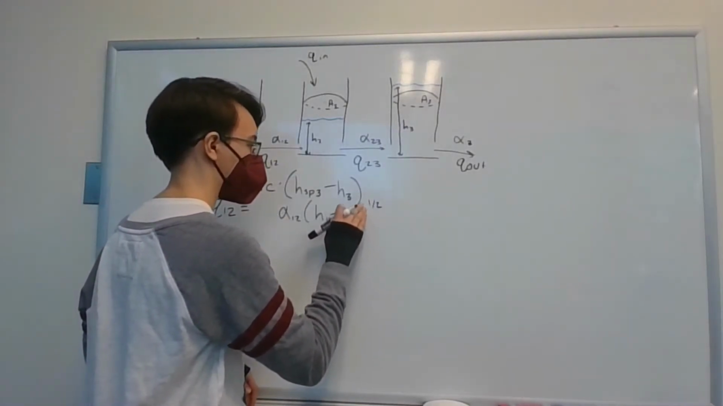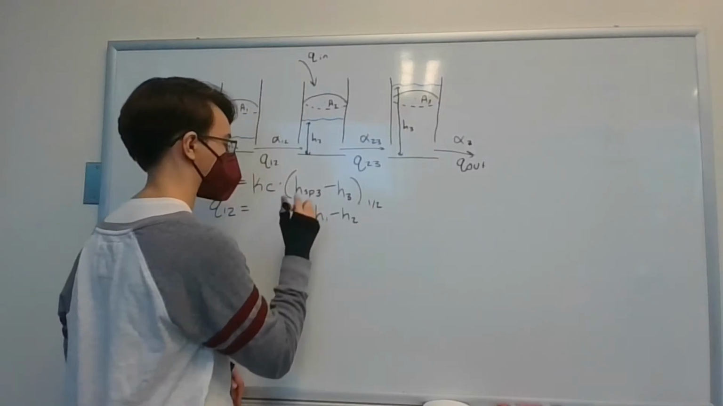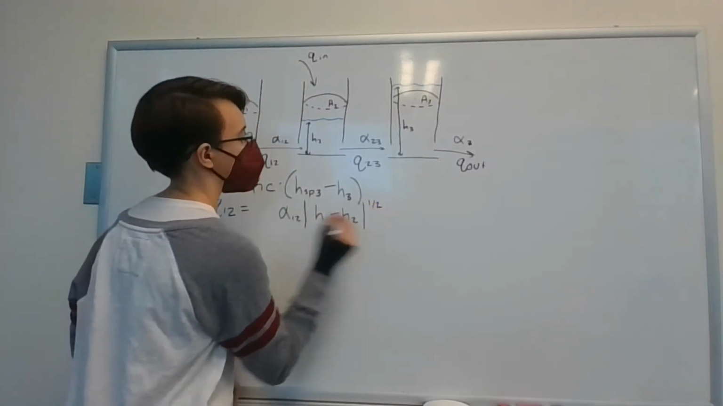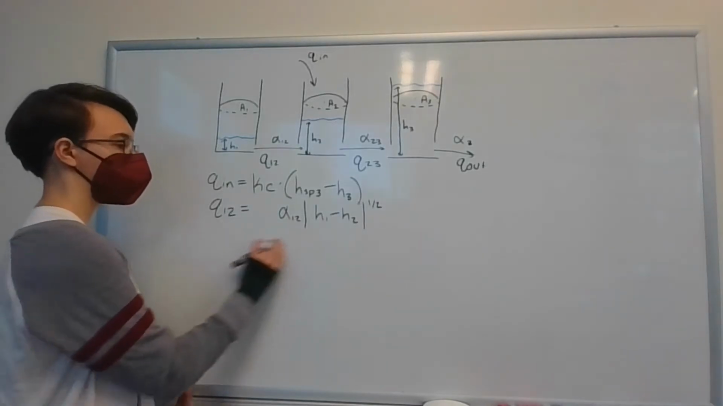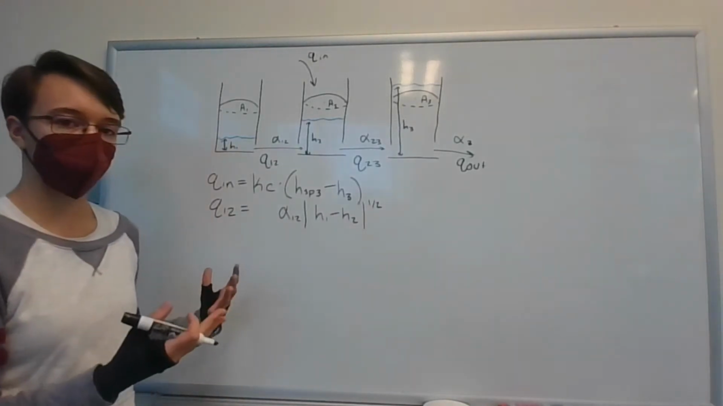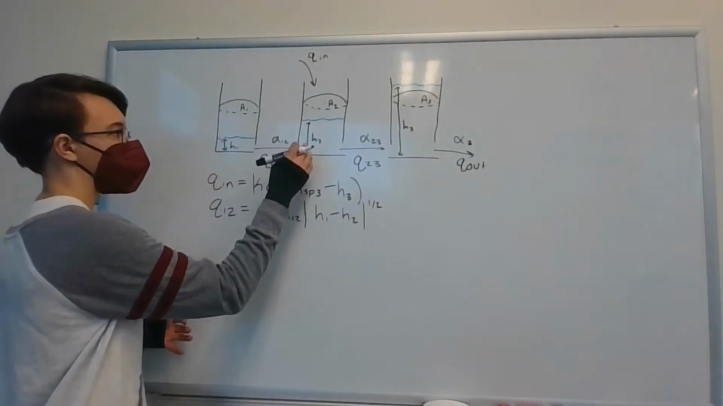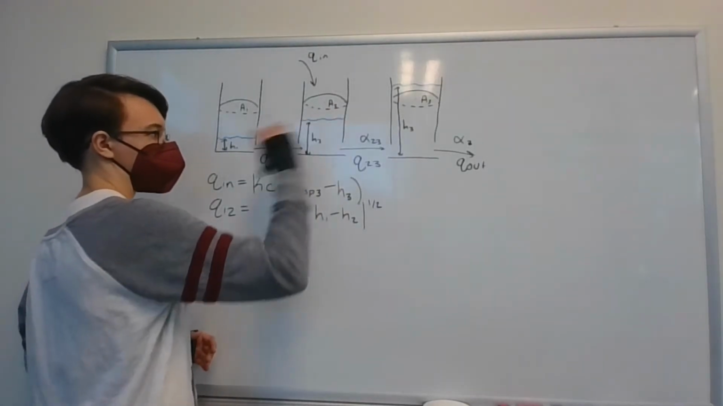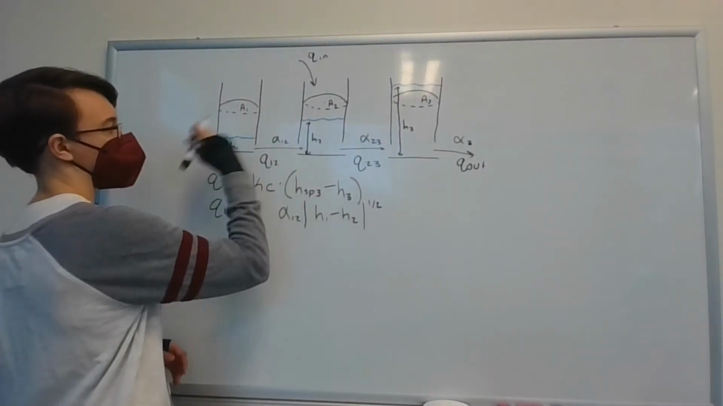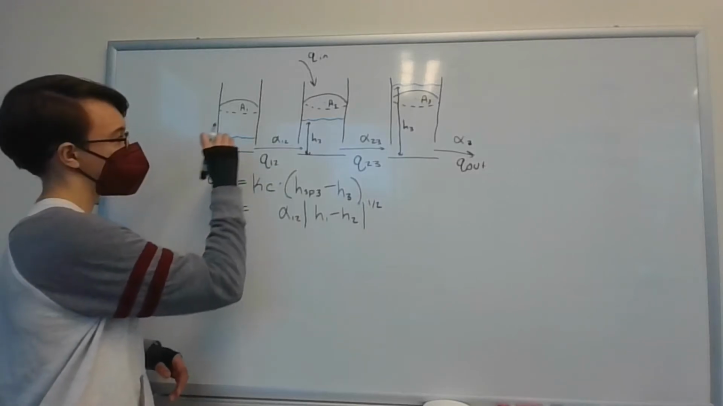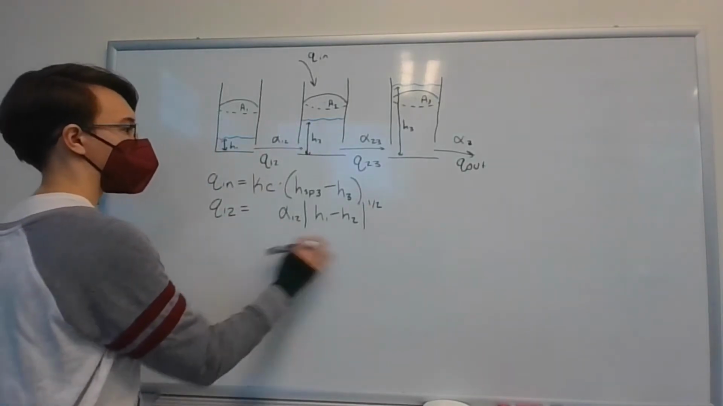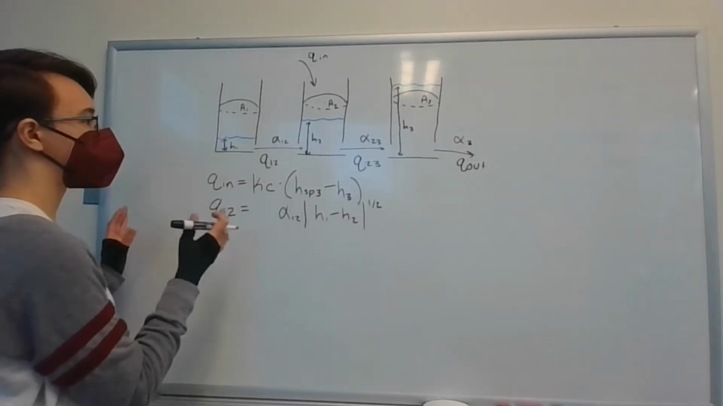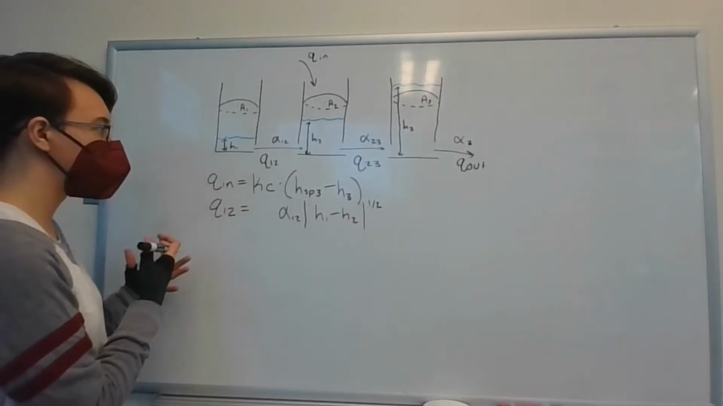So instead of just parentheses, we're going to want this to be an absolute value. But we still need to account for the fact that sometimes, if the height in this tank is greater than the height in this tank, the flow is going to be going that way. However, if the height in this tank is bigger, it's going to be going that way. So we need a system for which direction is positive, which direction is negative.